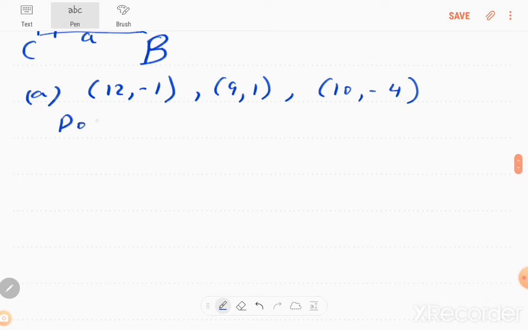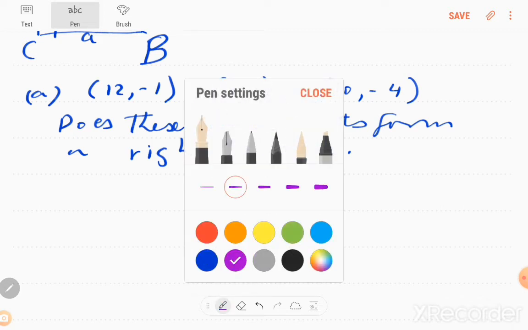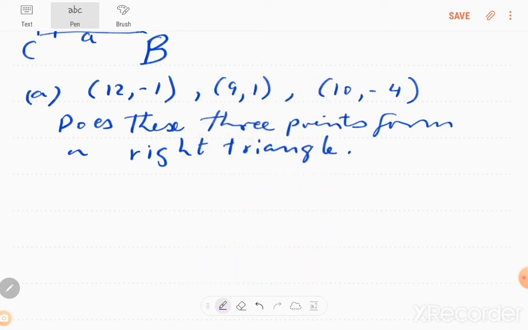So the question would be, do these 3 points form a right triangle? And that's if they're connected by straight lines, of course. Okay, we could graph, we could do a little sketch, but even if we did a little sketch, we may not be sure, right? So let's just label these points arbitrarily. Let's call the first point A, the second one B, and the third one C.